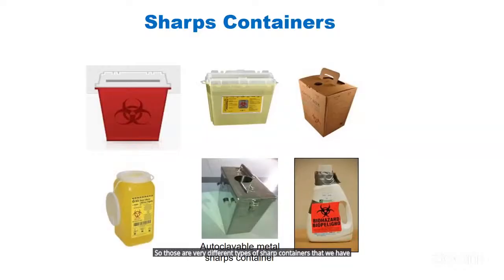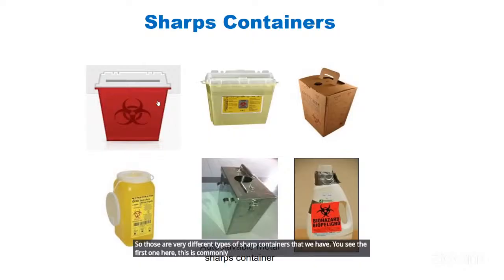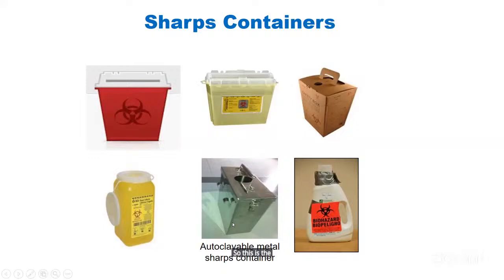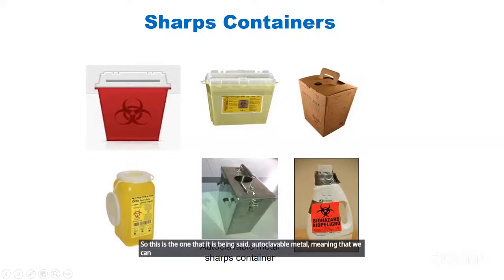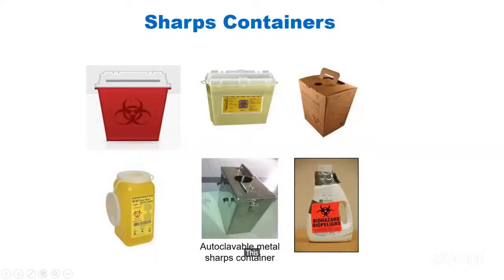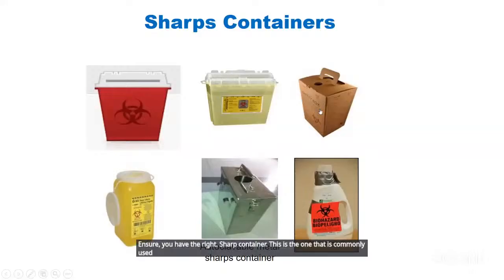You see the first one here, this is commonly used by the CHVs in the advanced area. Even this one can be used by a CHV. This one is said to be autoclavable metal, meaning that we can recycle it and use it. This is good, but not recommended, especially where you are able to get resources. Ensure you have the right sharps container. This is the one that is commonly used, but if you can get a yellow one, the better.